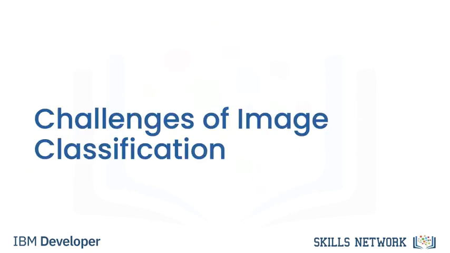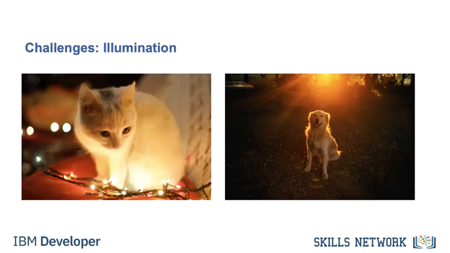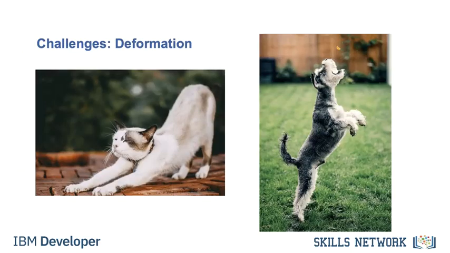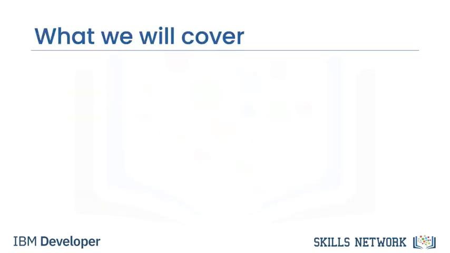Challenges of image classification. There are many challenges with image classification. Consider the cat and dog example. Change in viewport. Change of illumination. Deformation. Occlusion. Background clutter.